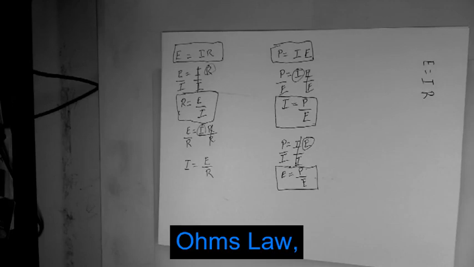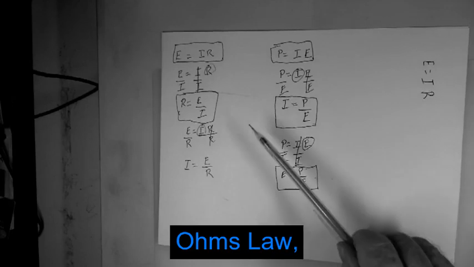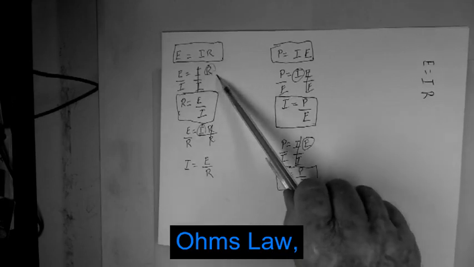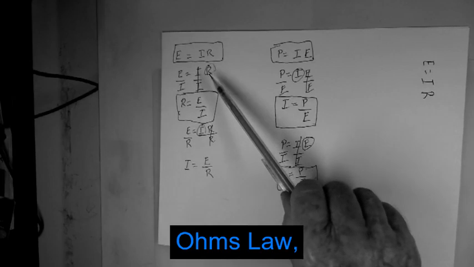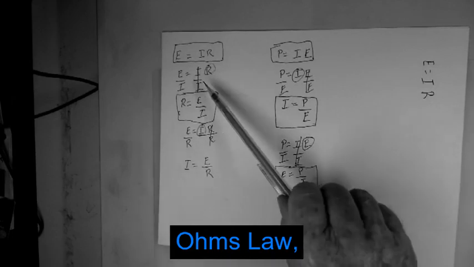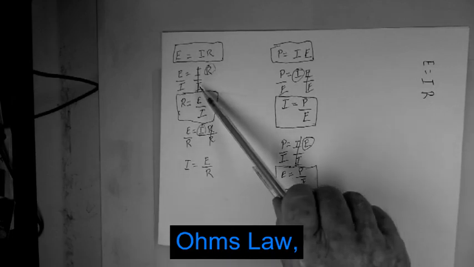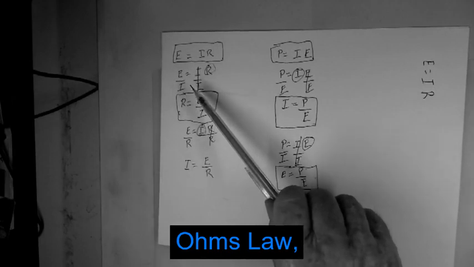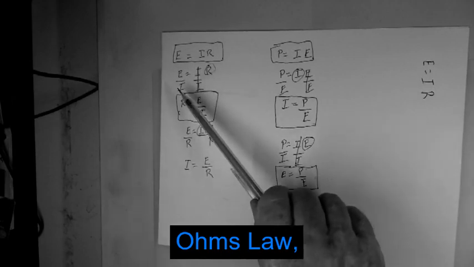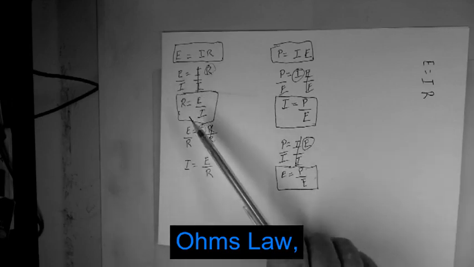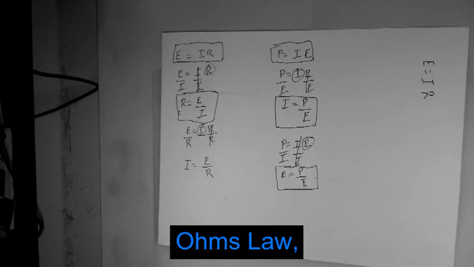Now, if we write E equals I times R and we want to find the R, I normally circle that. And then we divide the right side by I to get rid of the I. And what we do to one side, we must do to the other. So we divide the left side by I. And there we get R equals E over I. Now that was fairly simple, wasn't it?